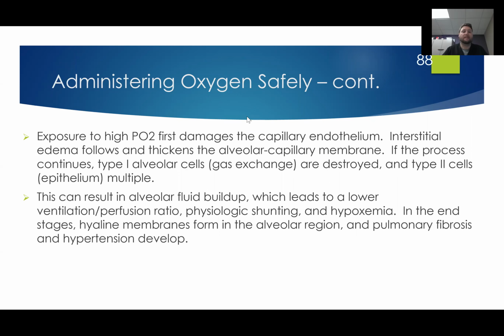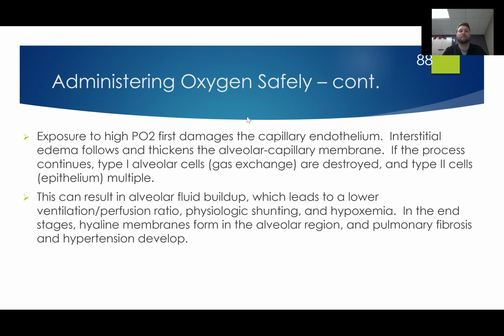But basically what happens is you have a high PaO2 and the partial pressure of oxygen starts to damage the capillary endothelium. And then you end up with this interstitial edema, which is a swelling and engorgement of fluid in the interstitial area, which is the area between the alveoli and the lung tissue. And then you end up with a thickening of the alveolar capillary membrane. So the membrane in which oxygen passes from your lungs to the blood becomes thicker, so it's harder for the oxygen to get through.